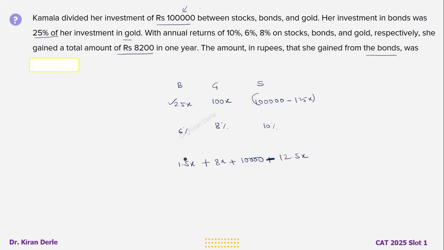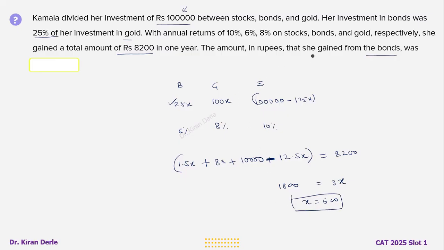This is the total returns she got from all three investments, right? And that is equivalent to, as per the question, 8,200. I hope you're understanding this point. So 1.5 plus 8 is 9.5, minus 12.5 is minus 3x. I'll take it to this side, it will become 3x. Yes or no? 12.5 minus 9.5 will become 3x. And this 8,200 to this side will become 1,800. 10,000 minus 8,200 will become 1,800, and so x is equal to 600. That's it. x is 600.